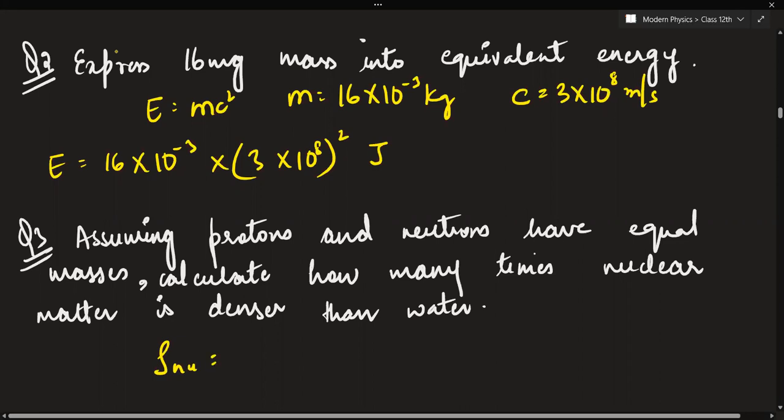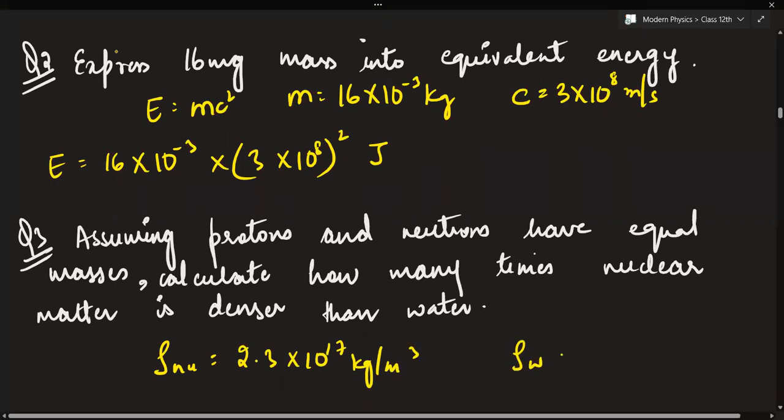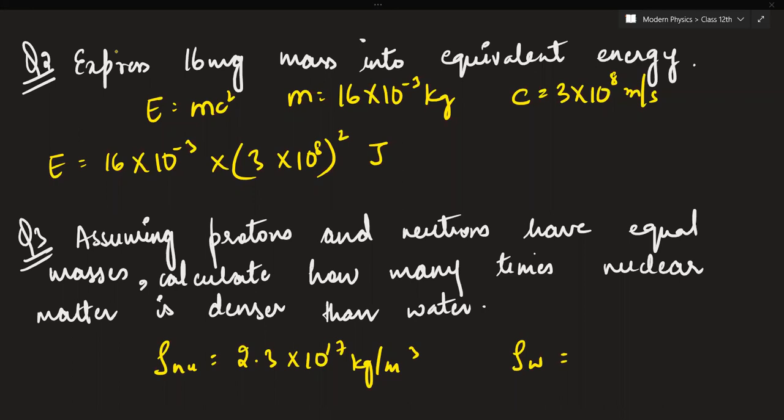Nuclear density was 2.307, 2.3 let's take it, into 10 to the power 17 kg per meter cube. And you know density of water. What is density of water in SI unit? Density of water. Yes, what is the density of water?